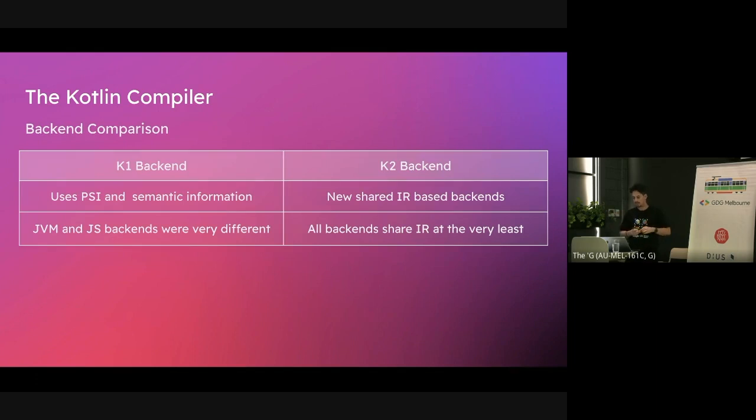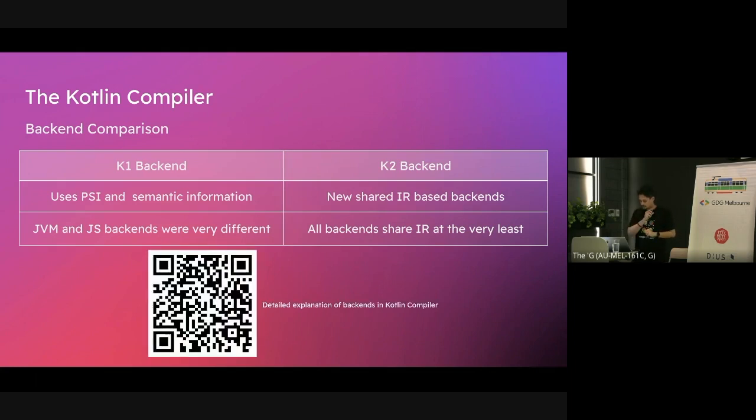As a comparison, the K1 backend uses PSI and semantic information everywhere, whereas the K2 backend uses the new shared IR. The JVM and JS backends, respectively, in Kotlin 1.5 and Kotlin 1.6 have switched to using the new FIR to IR, or at least their experimental backends are now available. And they work independent of the frontend, which is experimentally available in 1.9. Okay, a detailed explanation of backends in the Kotlin compiler, another video. I see people are scanning, so I'm gonna wait.